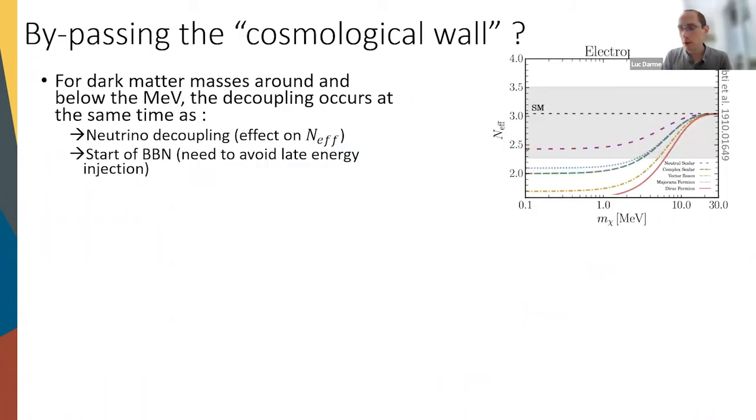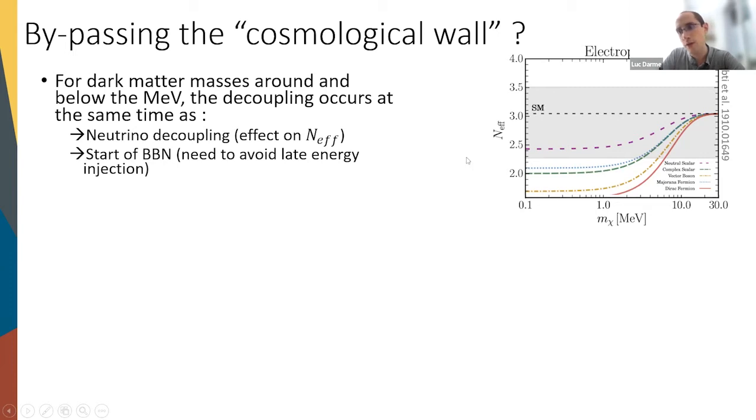Okay, so before we go to the actual direct detection part, I will just introduce another model. Basically, one model in which you'll try to bypass this cosmological wall that we see. So we'll try to get a dark matter mass lighter than the MeV. To do that, basically we have to do two things: take care of the neutrino decoupling and make sure that we don't mess up with BBN too much.